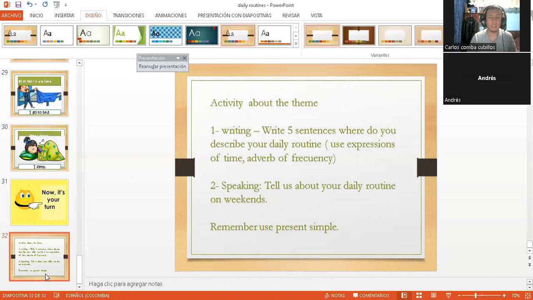We start with this. The first exercise, according to the vocabulary of the slides, is to write 5 sentences where you describe your daily routine. Use expressions of time and adverbs of frequency. You have 5 minutes to complete this writing.